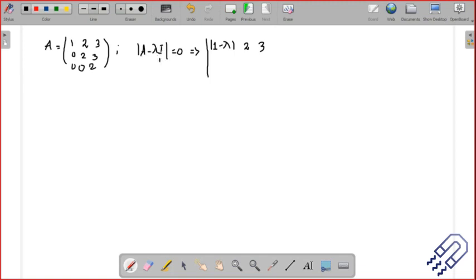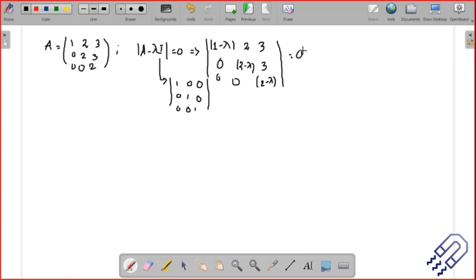I is basically an identity matrix. For those who don't remember, it's 1, 0, 0, 0, 1, 0, 0, 0, 1. So the diagonal elements are 1 here, and then we can take A minus lambda I. So just subtract lambda from the diagonal elements. This will be 0, and then this will be 3, and then we take the 0, 0, and then this is again 2 minus lambda. So the equation needs to be satisfied. It should be equal to 0.